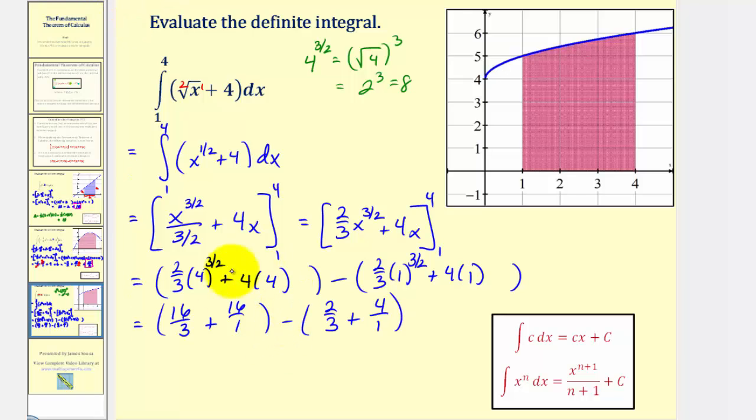So finding a common denominator of 3 here as well, we have 16/3 plus 48/3, which is 64/3, minus 2/3 plus 12/3, so minus 14/3, which is equal to 50/3. So this is the value of our definite integral, which again, because the integrand is non-negative on this closed interval, is also the area of the shaded region.